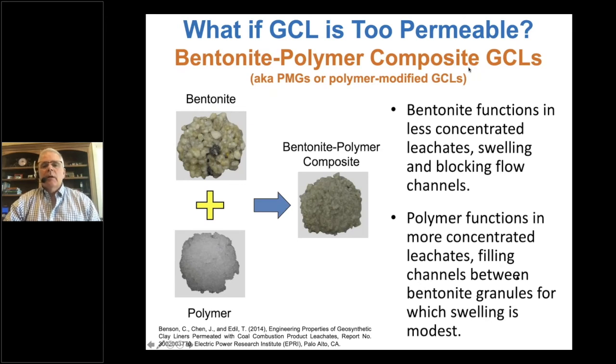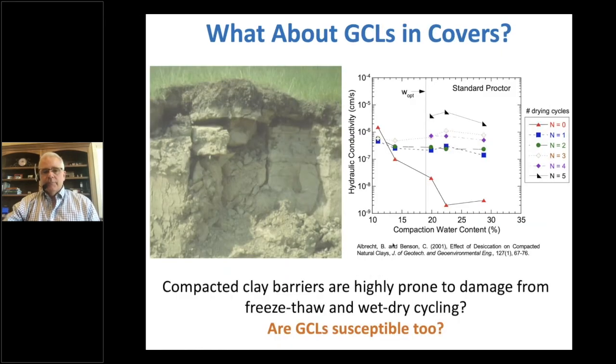We're talking about that as being an ASTM definition, but you also hear these called PMGs, or polymer modified GCLs, or PMBs for polymer modified bentonites. But what I'm talking about is where we're making a dry blend of a bentonite, either granular or powdered form, and polymer to create a composite material. And it truly is a composite. Both parts have an equally important function. And we'll talk more about those in another webinar. We've got a whole webinar on those.